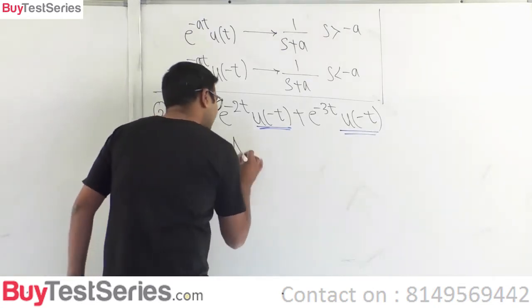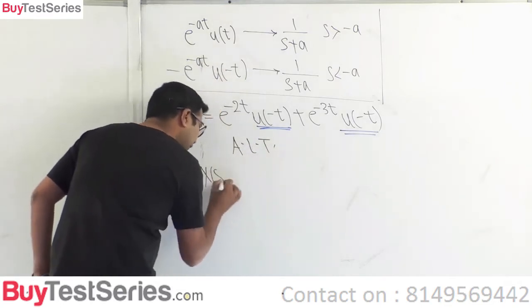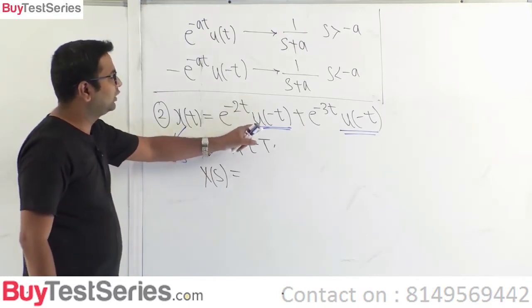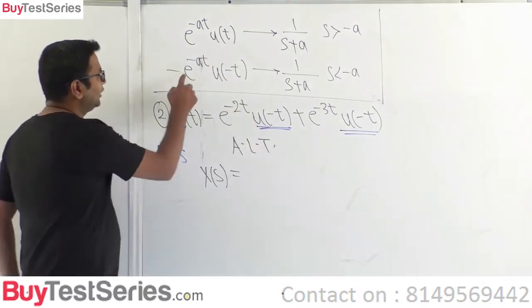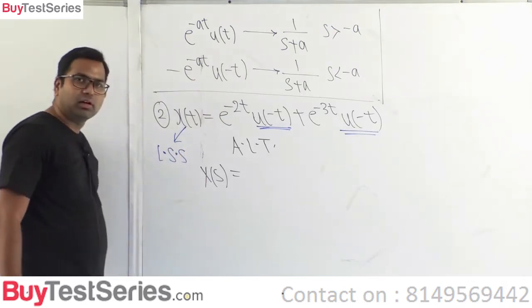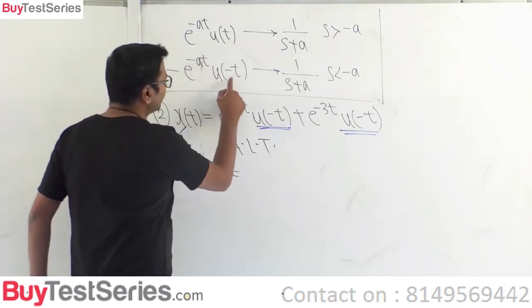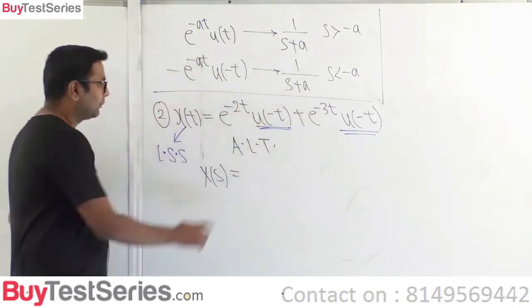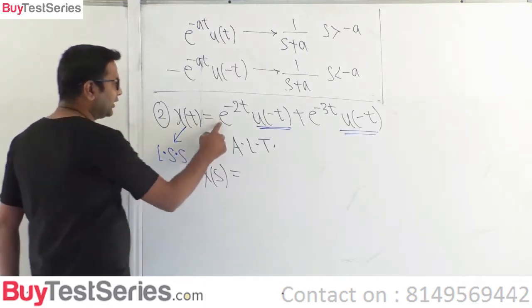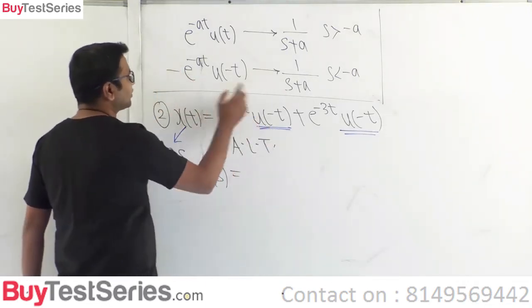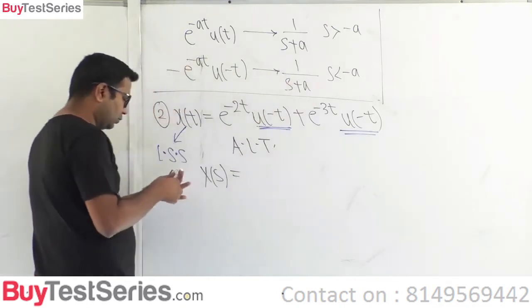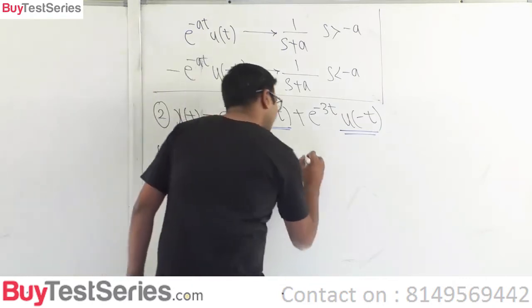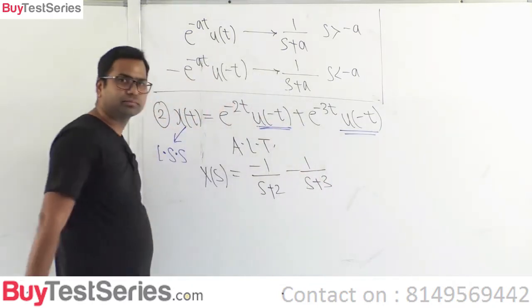We will apply the Laplace transform. The Laplace transform for this will be capital X of S will be equal to. Now, what is the Laplace transform of e raised to minus 2t u of minus t? We will use the formula e raised to minus at u of minus t. As you can observe, for e raised to minus at u of minus t, it is 1 upon s plus a. But we have to adjust the minus sign to the right hand side because there is no minus sign here. So, for e raised to minus 2t u of minus t, the Laplace transform will be minus 1 upon s plus 2. Similarly, for e raised to minus 3t u of minus t, it will be minus 1 upon s plus 3.